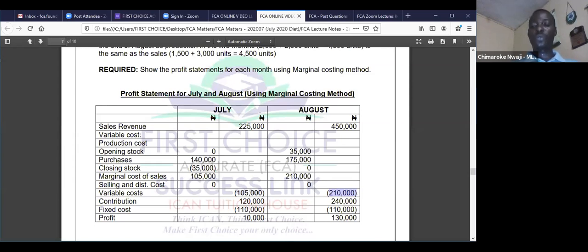So what we'll do, 450,000 minus 210,000. That gives you 240 as your contribution. So when we take away our fixed costs, we are left with 130. And that's your marginal profit statement for July and August. This is the marginal profit statement. Okay, so let's go and see another example.